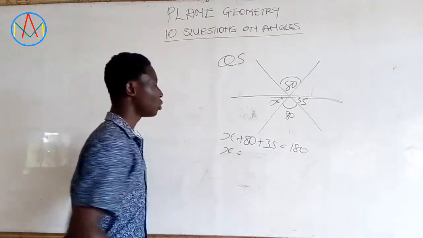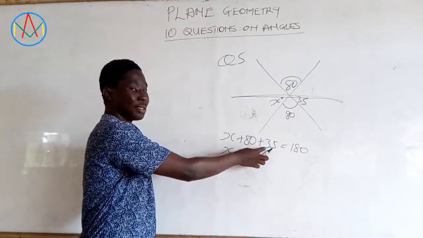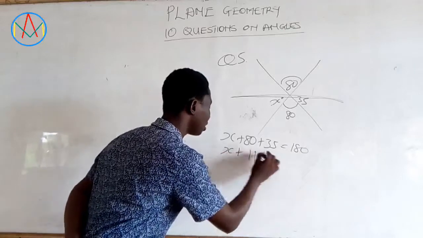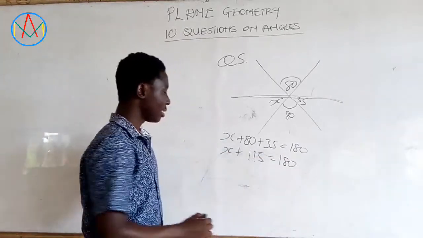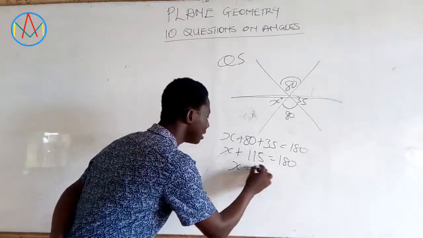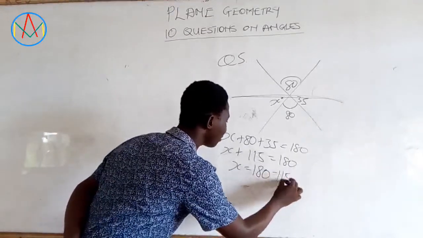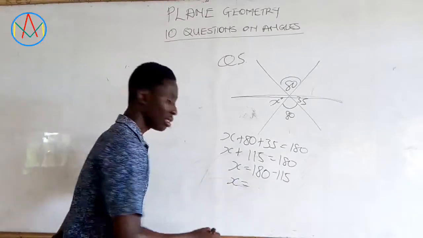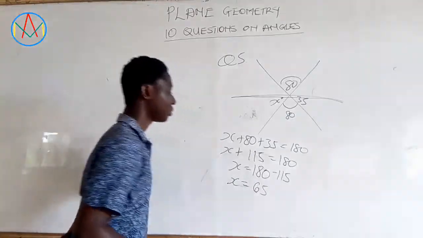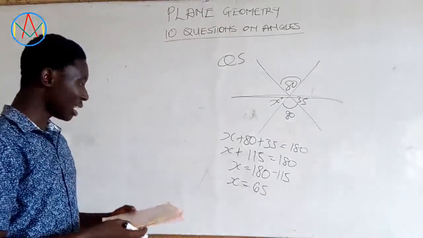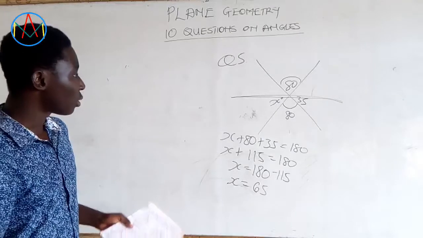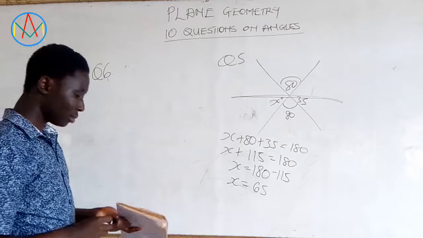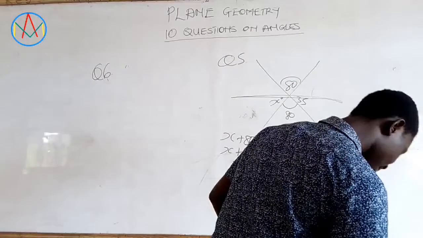So x is equal to 80 plus 35. You are going to get 115 equals 180. Now x is equal to 180 minus 115, which you are going to get x to be equal to 65. Now let's move on to question number 6.